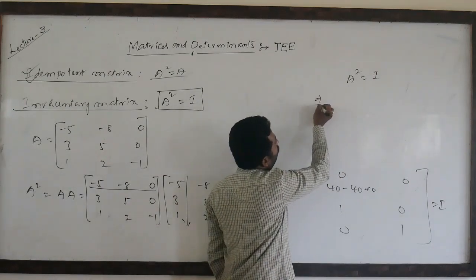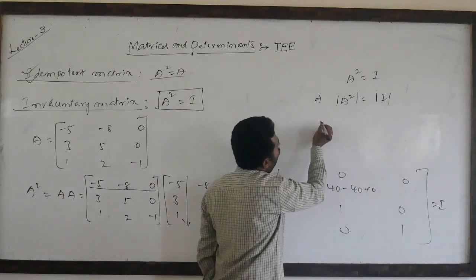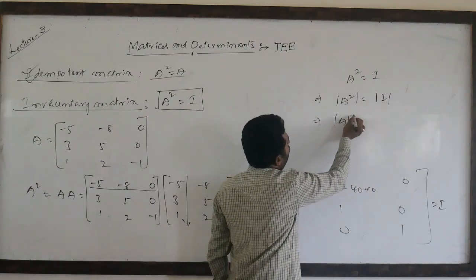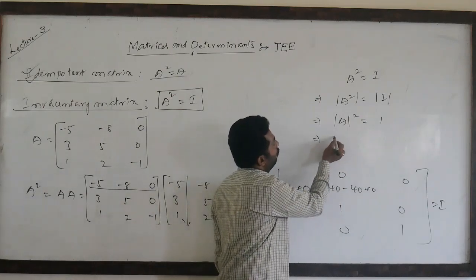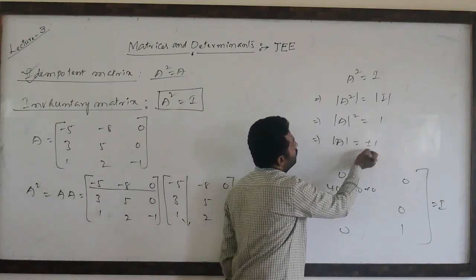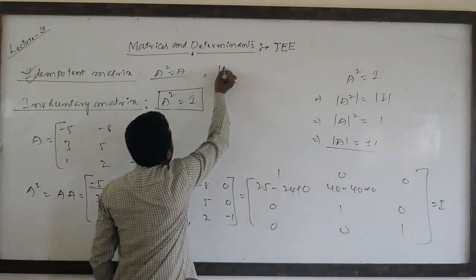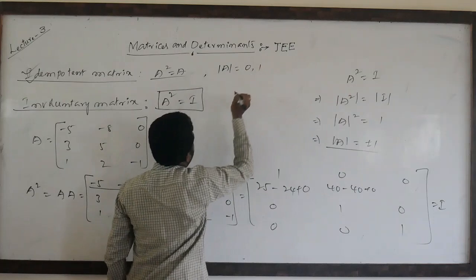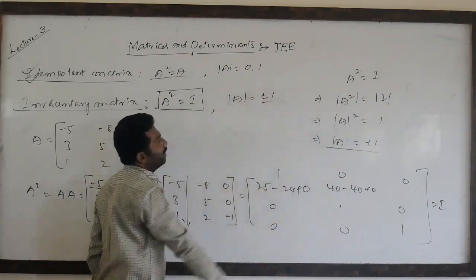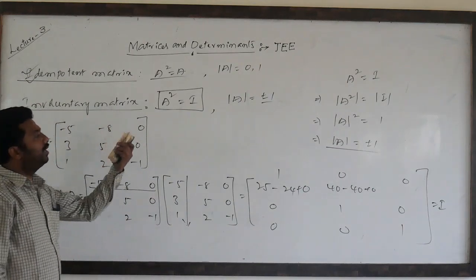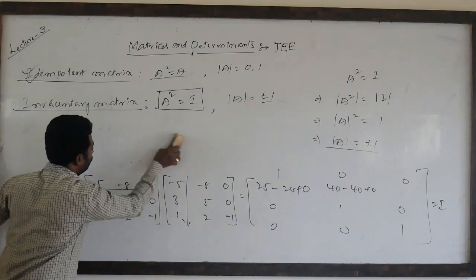Taking determinant on both sides, determinant of A square equal to determinant of identity, which means 1. So determinant of A equal to plus or minus 1. Same as previous case, what are the conditions? There the determinant value was either 0 or 1. In this case, the determinant value plus or minus 1 means that is an involutory matrix. So that point you have to remember.